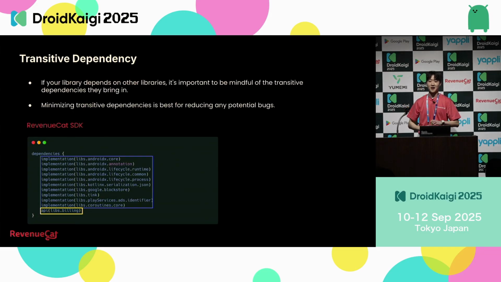The thing is, when you build your own library or SDK, it's very important to handle the transitive dependencies under your control. Also, you should minimize the transitive dependencies. And if you can't avoid it, keep observing them whenever you update to a new version.